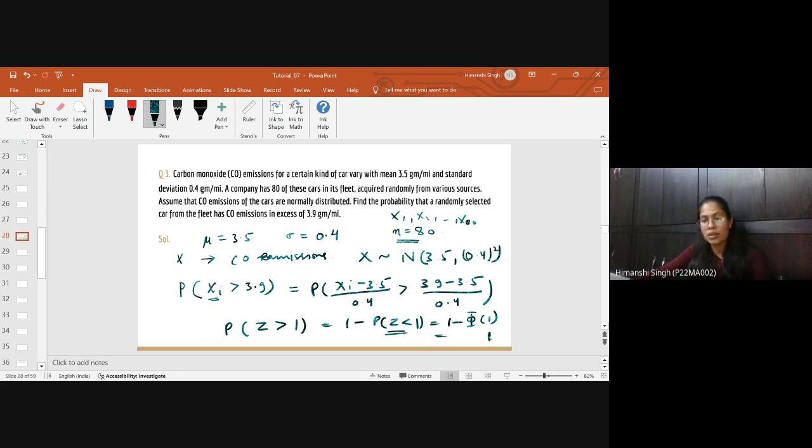So this is basically about the standard normal, how to make it. We have discussed these things in the previous lecture, but the different thing here was that the company has 80 cars, which depends upon the concept of samples, which we have not discussed previously. So the population is 80 and I'm taking a single sample xi, and I need to calculate the probability that the sample is greater than 3.9. I will make that a standard normal and find the probability. Is that okay?